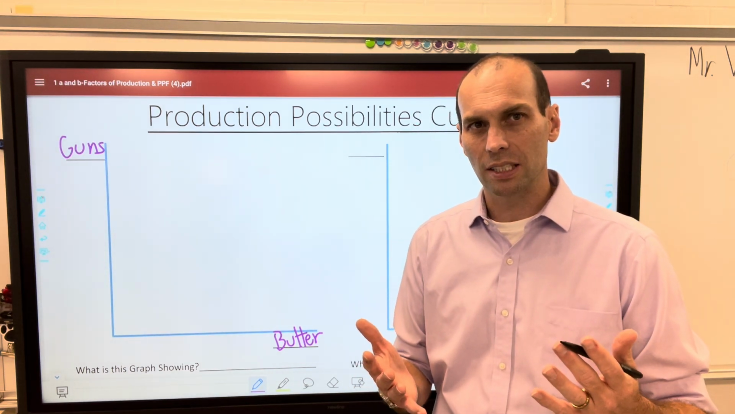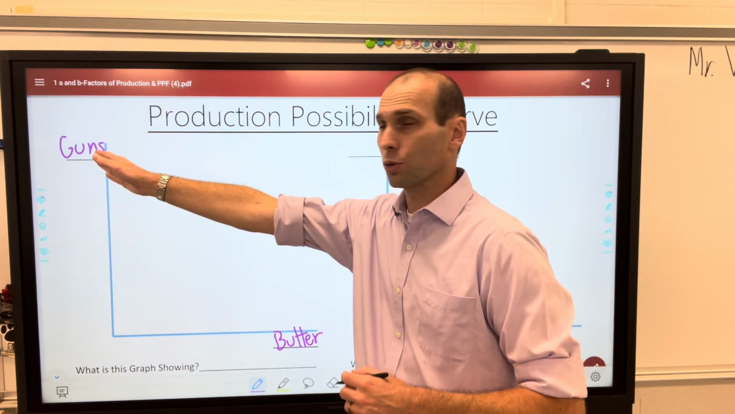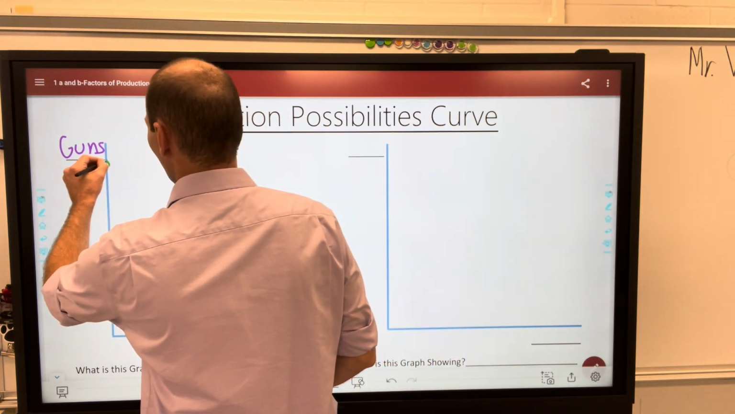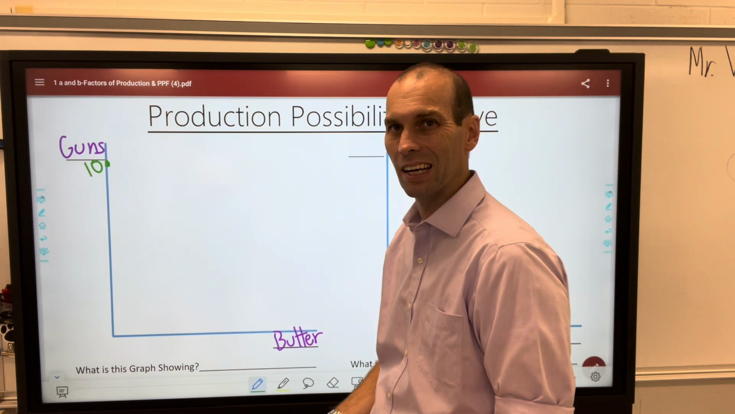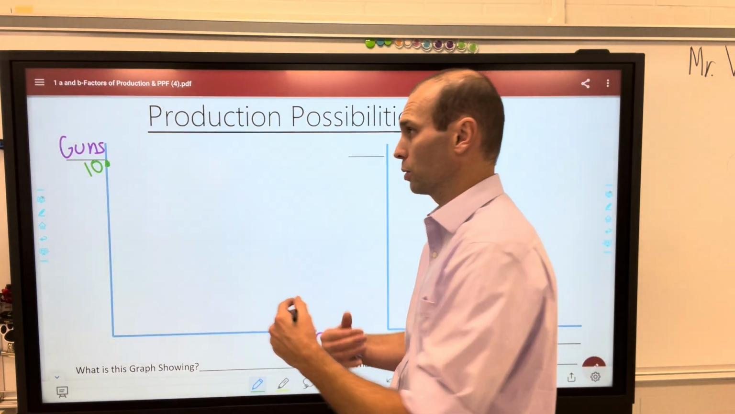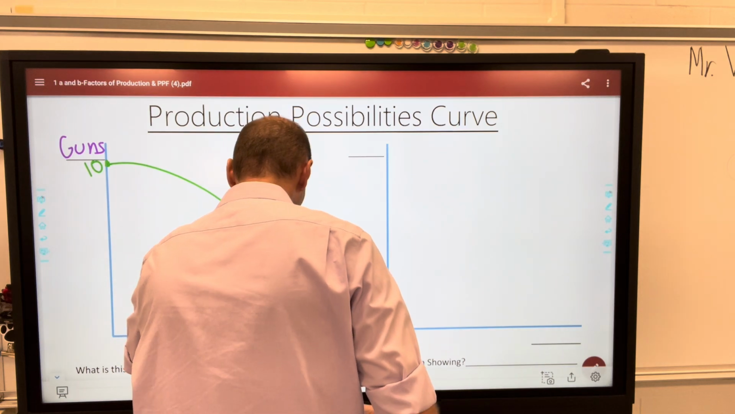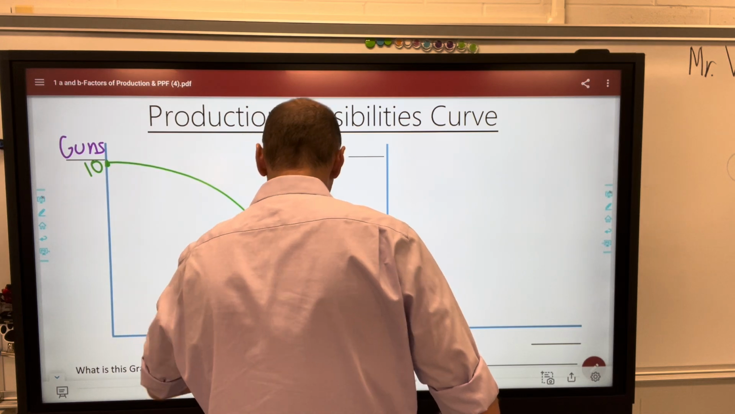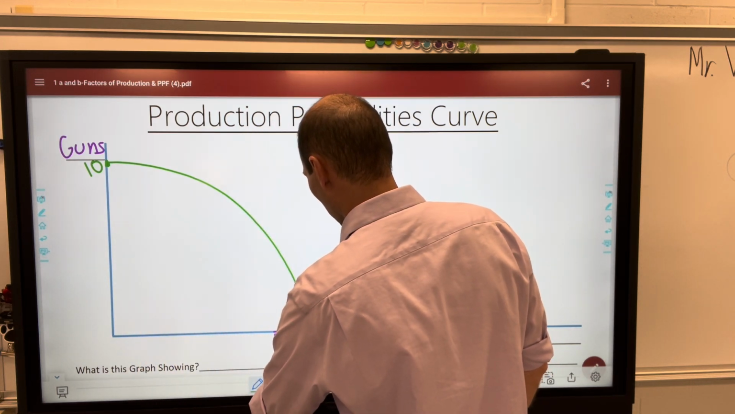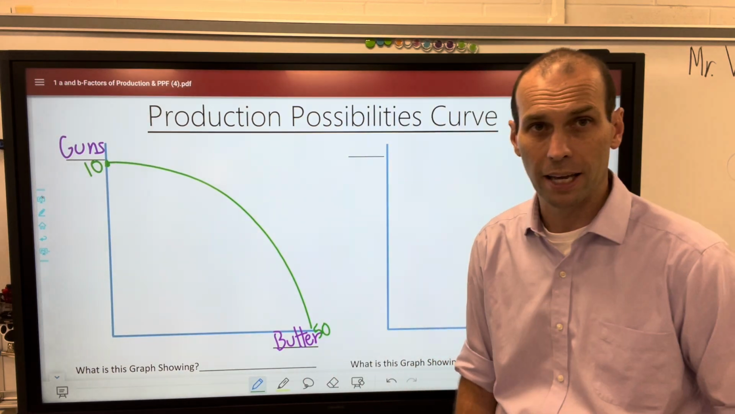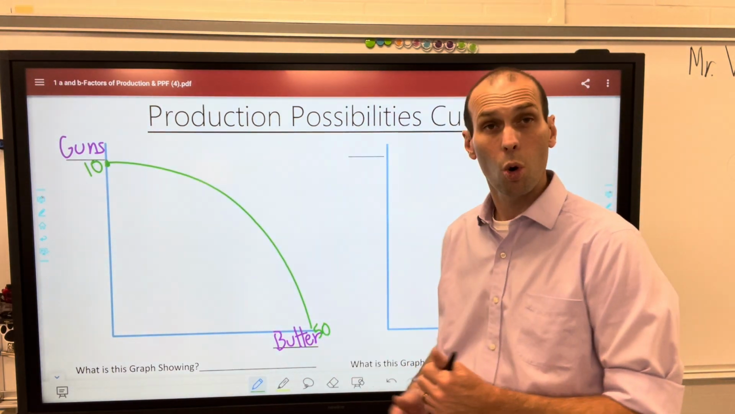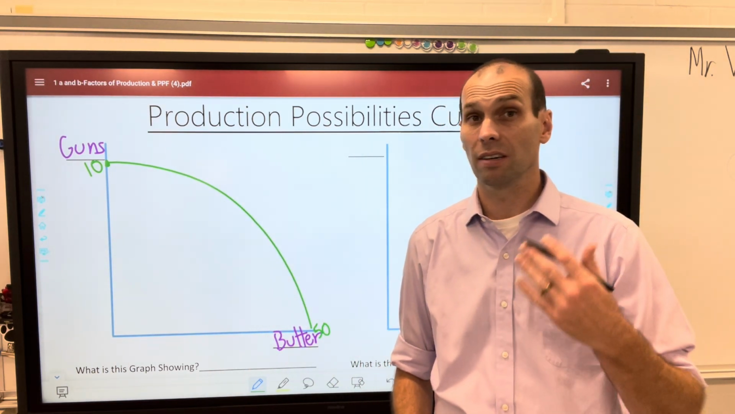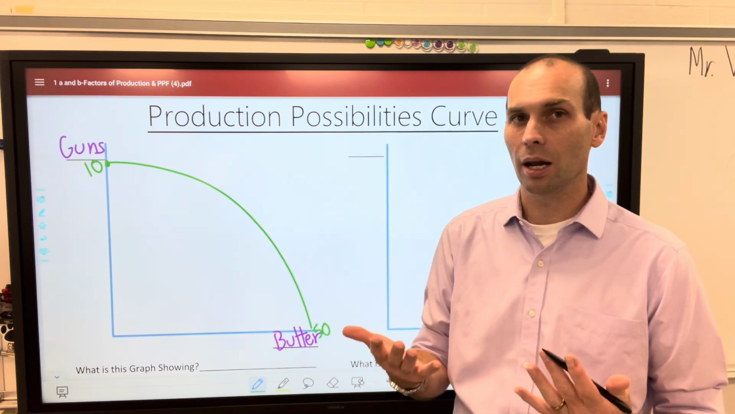So the way to think about it is this. We can put all our resources into making guns and we could make a certain amount of guns. So let's go ahead and say we could start here with something like 10 guns. Or we could invest our resources in making butter. And if we decided to make butter, that went a little weird, hold on one sec. If we decide to focus on making butter, we could end up with something like, let's call it 50 butters, okay? So 10 guns, or we could have 50 butters. Now what this curve represents is all the combinations of guns and butter that our economy could produce.